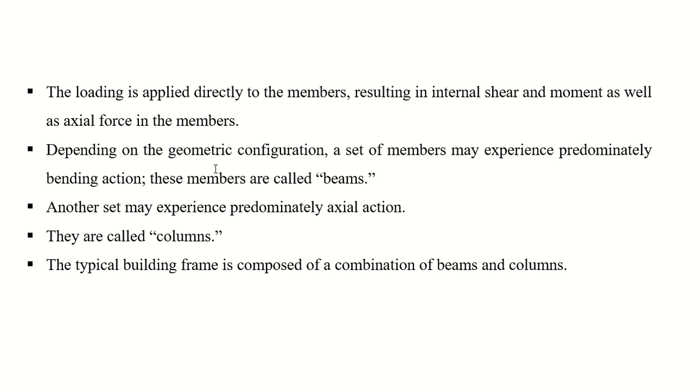Depending on the geometric configuration, a set of members may experience predominantly bending action. Okay, so those set of members that experience bending action predominantly are called beams. However, the other set may experience predominantly axial action, and that set of members is called columns. So in a frame, you have basically two different types of members. One is called beam, where predominant bending action prevails, and the other is a column where axial forces prevail. The typical building frame is composed of a combination of beams and columns.